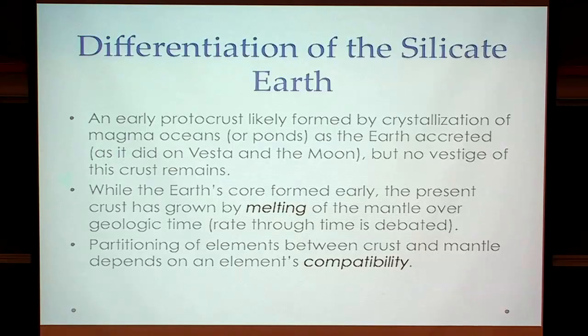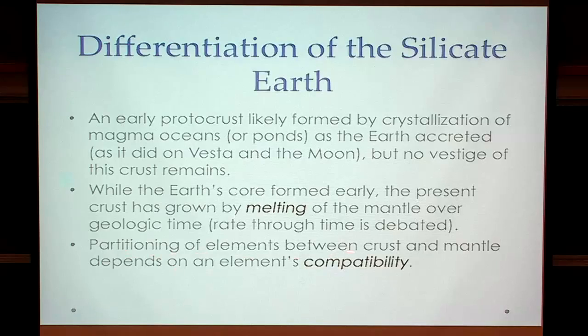Okay, so now I want to talk about differentiation of the silicate part of the Earth. An early protocrust likely formed as crystallization of magma oceans or ponds as a result of energy expended during accretion. It seems to have happened on Vesta and the Moon, but there's no vestige of that protocrust. We have nothing of that age that's preserved. And while the core formed early, as I said, the present crust has grown by melting of the mantle over geologic time. There's much debate about the rate at which it's grown, also the rate at which it might be destroyed.